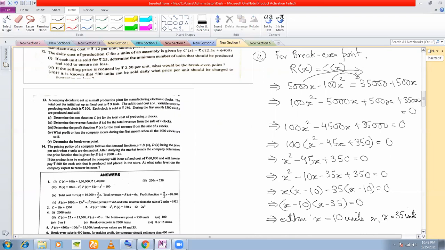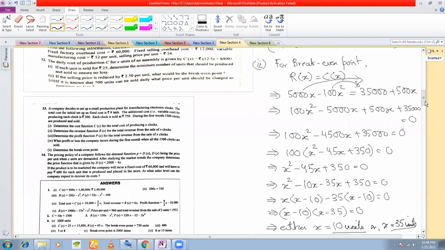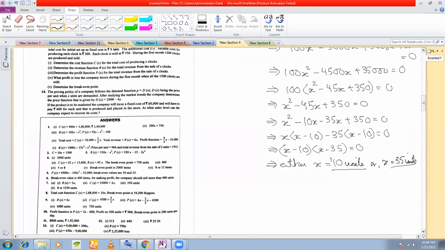Right? So in order for your revenue to be equal to cost, you either produce 10 units of the goods or you produce 35 units of the goods. So this is your break even point. You're getting two break even points, 10 units and 35 units. Clear?